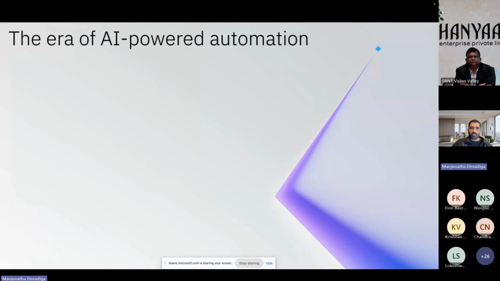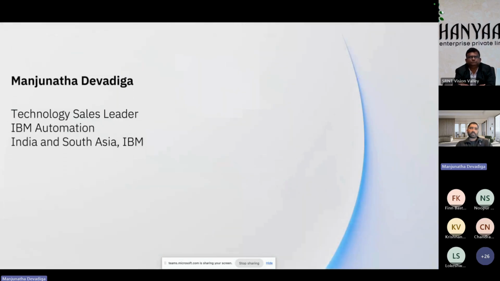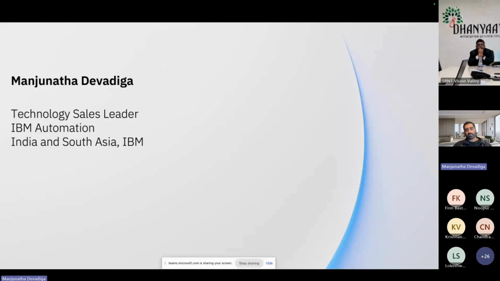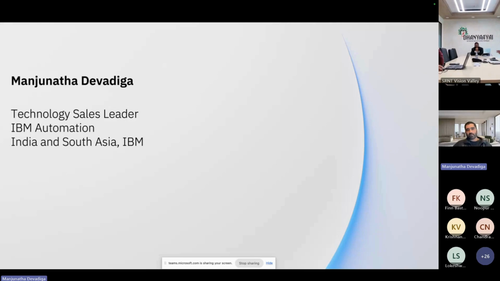So the agenda, as I said, is data-powered automation, AI-powered automation. I'm Manjunatha Devadiga. I'm the tech sales lead for IBM Automation. I handle the India and South Asia market for IBM. We work very closely with Dhanya, and we have seen certain success recently in addressing some of these solutions and taking them to the market.